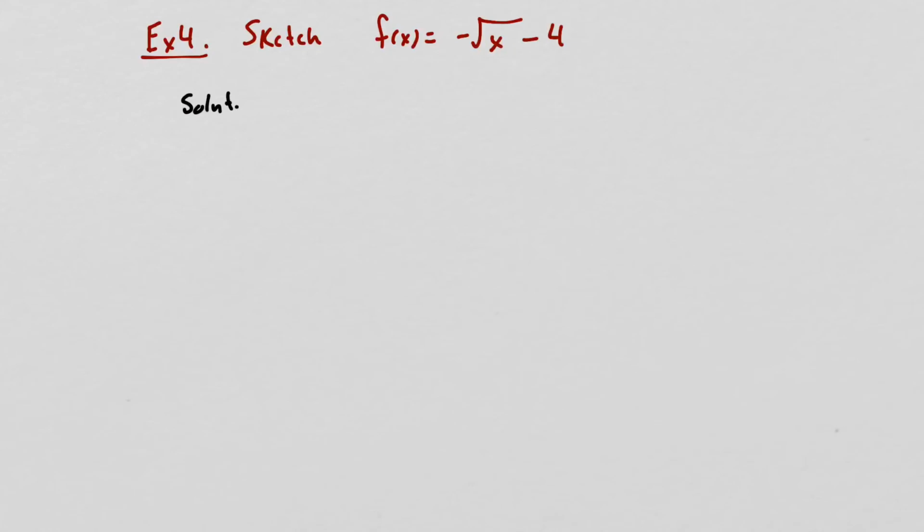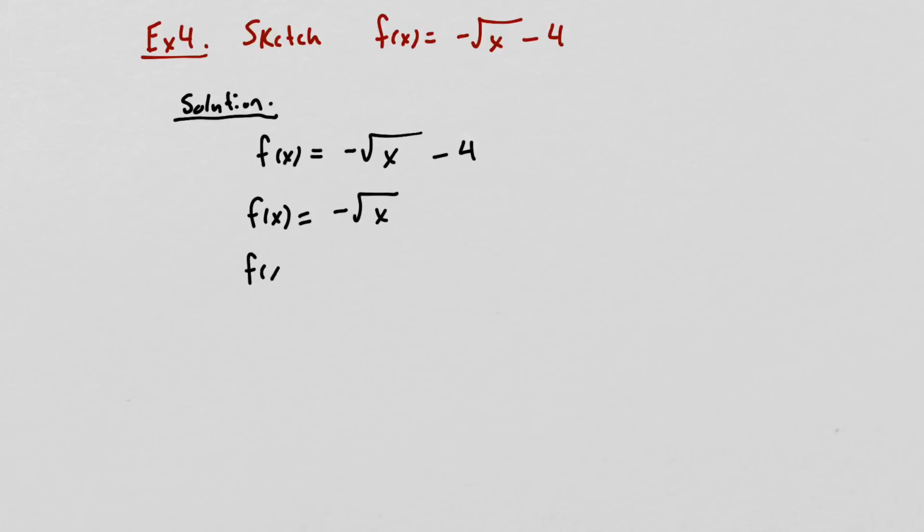For this problem, let's graph each transformation step by step. Our original function that we're given in this example is negative square root of x minus 4. If we remove the transformation, the shift down, then this is going to be the negative square root of x. And if we remove the transformation given by the reflection over the x-axis, we just get the square root of x. Now we can sketch the graph of our original f of x given in this problem by first sketching out the graph of 1 and 2.